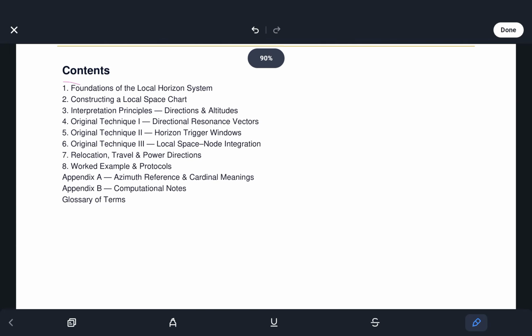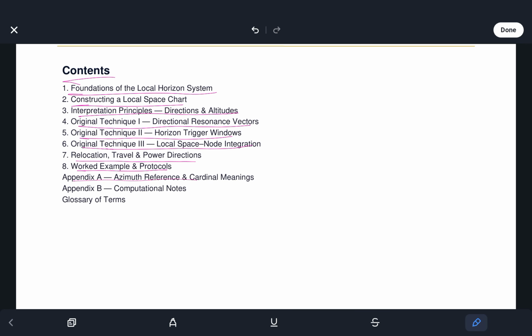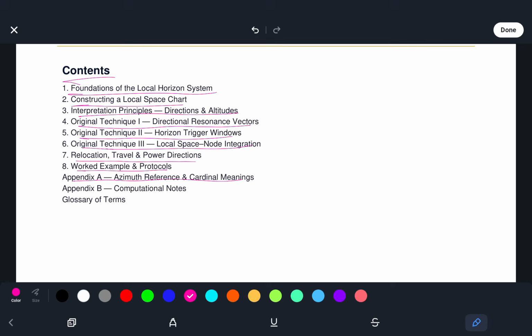Alright, so we're going to go over foundations of the local horizon system, constructing a local space chart, interpretation principles, directions and altitudes, directional resonance vectors, horizon trigger windows, local space node integration, relocation, travel, and power directions, worked example and protocols. Appendix A is azimuth reference and cardinal meanings, and Appendix B is computational notes. There's also going to be a glossary of terms.